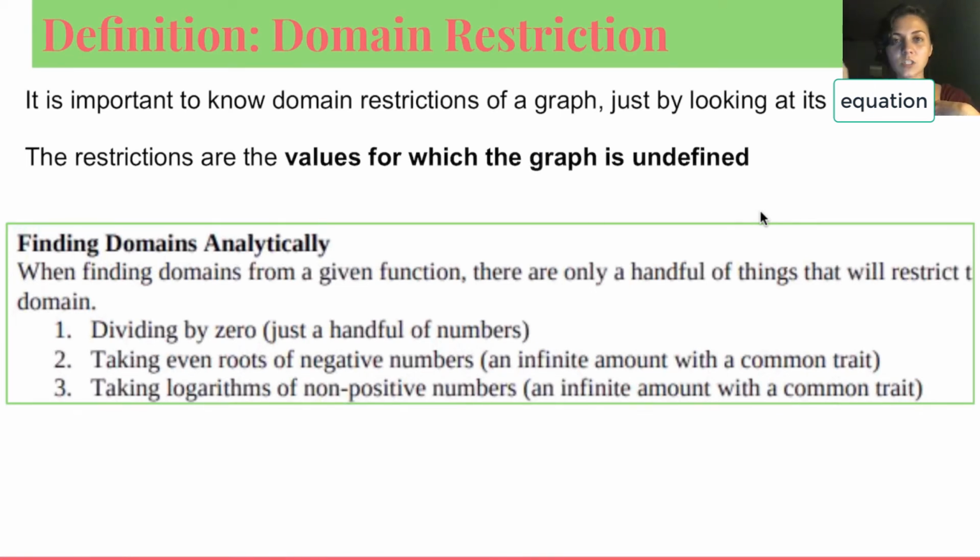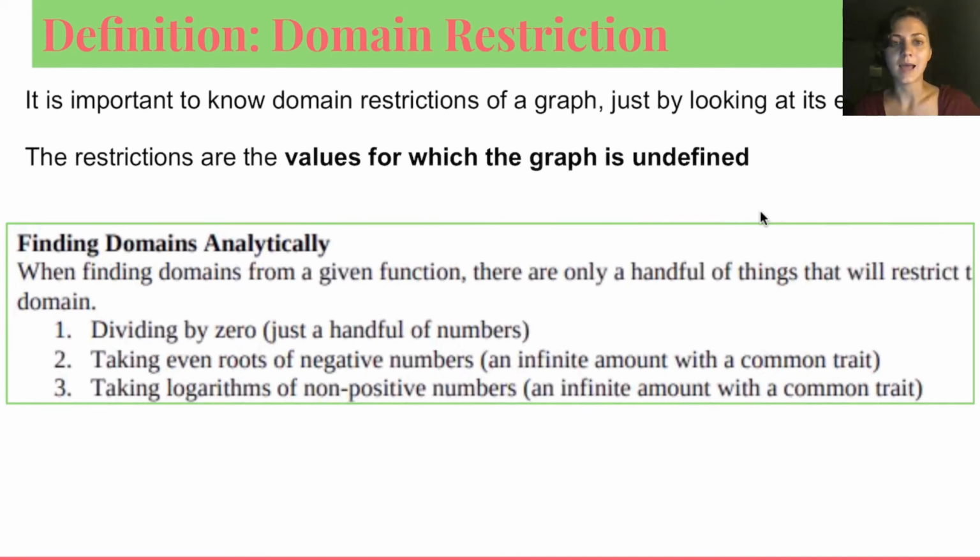However, domain restrictions are when you're able to look at an equation and know all the values for which the function is undefined just based on the equation. And this is a really important skill because you're not always going to have a graph and you're not always going to know what the function looks like. But you will want to know what is the domain of this function, for which values of x is this function defined. And so when we're finding domains analytically from an equation, there are 3 rules that you need to memorize in order to know what are the values for which this function is undefined.